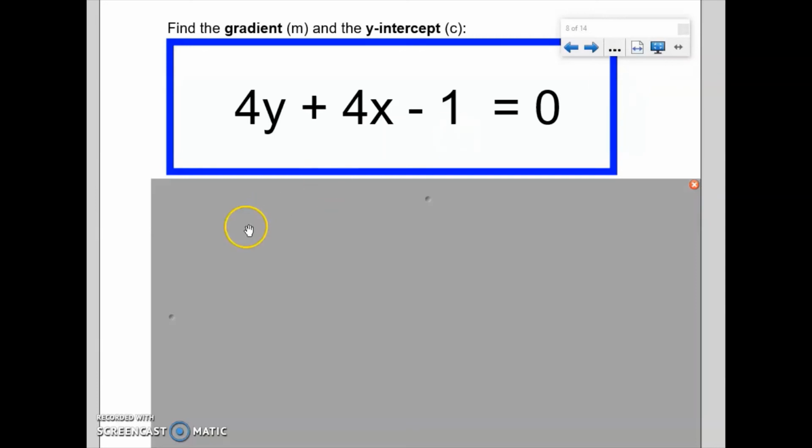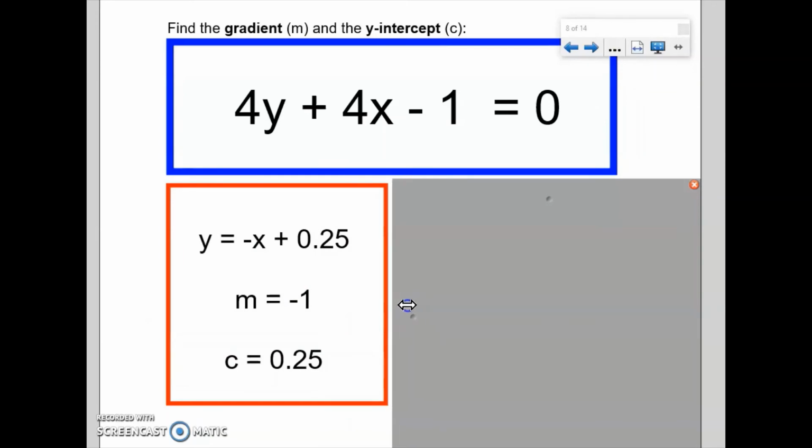Okay, welcome back. So your answer should look like this. I'm dealing with 4y's, so everything is going to get divided by 4, which is going to leave me with 1/4 here, which is 0.25 or minus 0.25 at this position. And then my x term and my constant are both on the wrong side of the equal sign, so they will need to be rearranged and manipulated to make sure they're in the correct order. So what I'm left with is y equals minus x plus 1/4 plus 0.25.